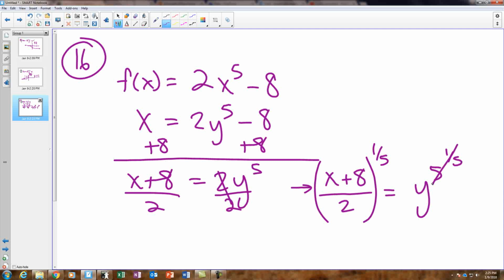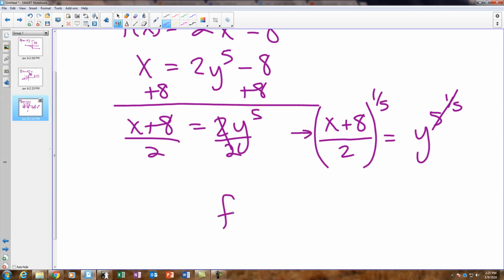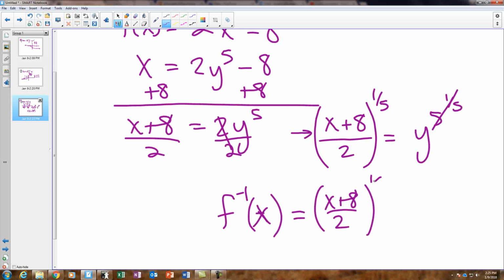And our inverse function, which you do not have to write, f inverse of x, I'm not going to come after you for it. It's nice if you can. It is x plus 8 all over 2, raised to the 1/5. Or, if you don't like the 1/5 power, it's just a 5th root of x plus 8 over 2. It really doesn't make any difference which method you choose. I'm totally good with both. There's a time and a place for each as you move forward in math. So it's just a matter of what you're most comfortable with.